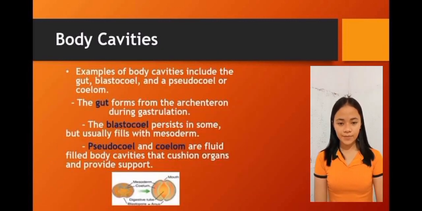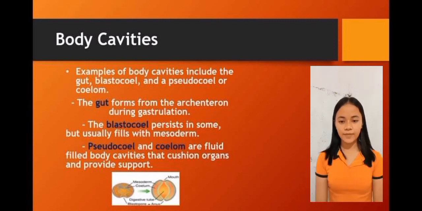A body cavity is a fluid-filled space inside the body that holds and protects internal organs. Here are examples of body cavities. They include the gut, the blastocoel, and the pseudocoel or coelom. The gut forms from the archenteron during gastrulation. The blastocoel persists in some, but usually fills with mesoderm. The last, pseudocoel and coelom, are fluid-filled body cavities that cushion organs or provide support.